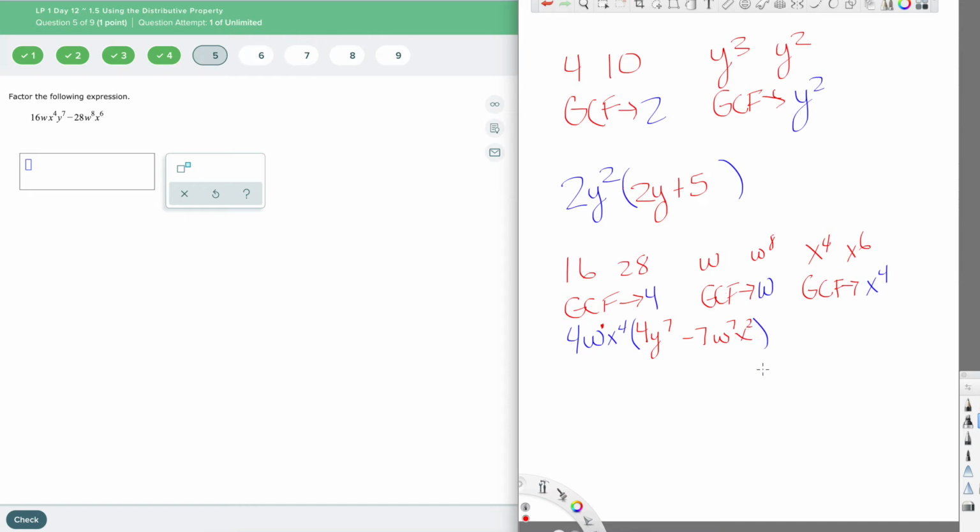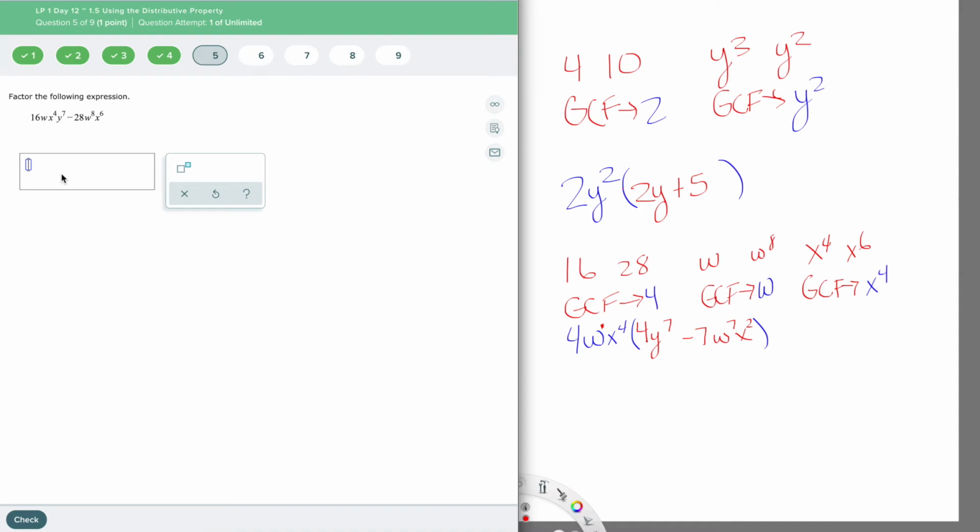So remember, when you're dividing variables with exponents, as long as it's the same variable, you subtract the exponents. When we multiply variables with exponents, we add the exponents. So multiplication, addition, division, subtraction. So just kind of a review of that. Let's see.